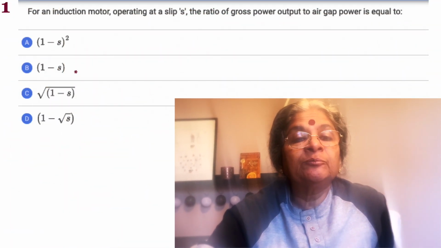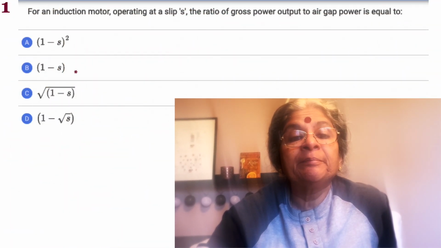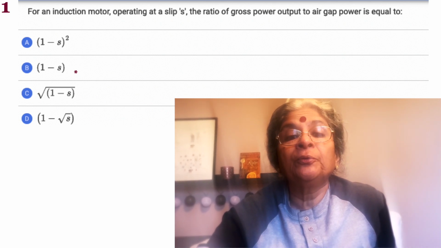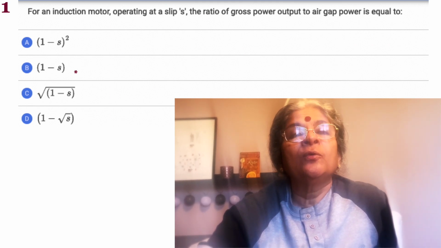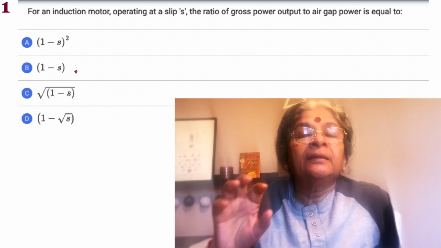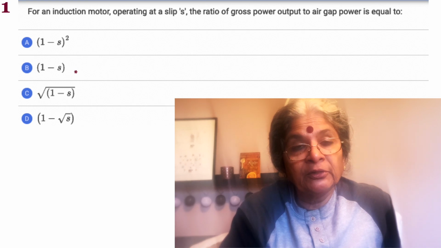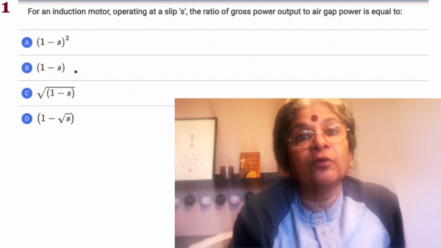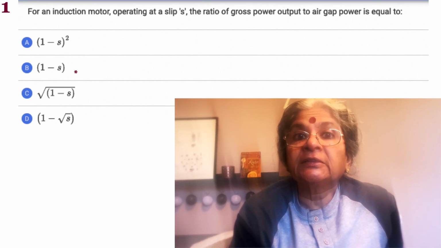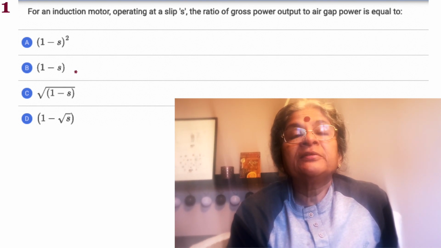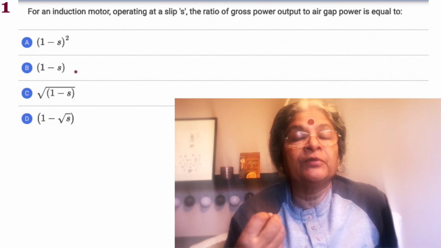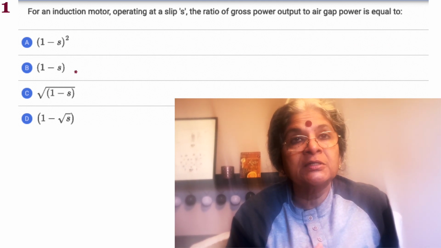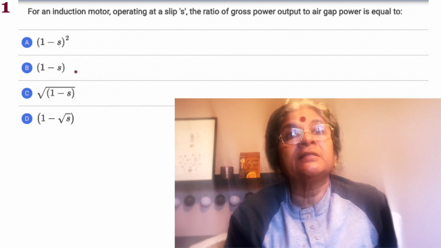In this question, for an induction motor operating at slip S, the ratio of gross power output to air gap power is equal to what? This is a basic question wherein we understand that there is electrical power input into the stator of an induction motor, and there is a component which is the core loss, and then another component which is the stator copper loss.